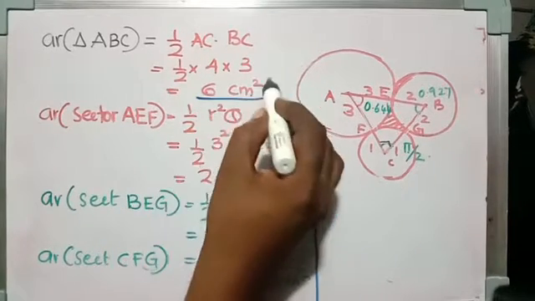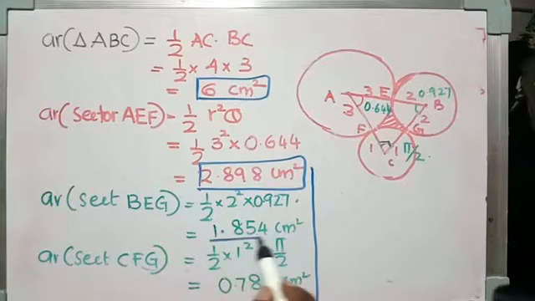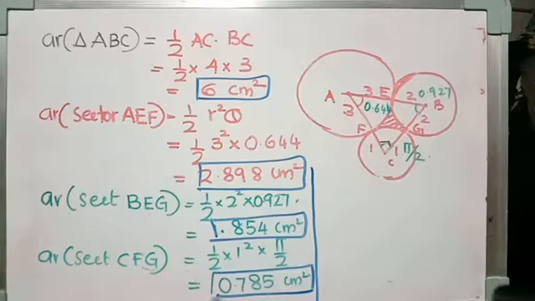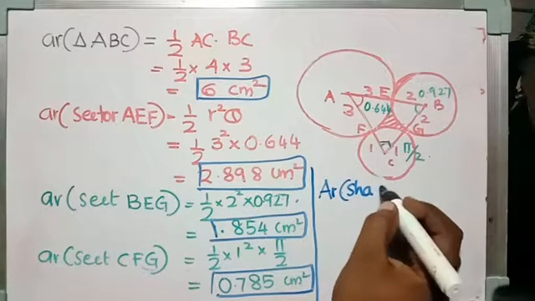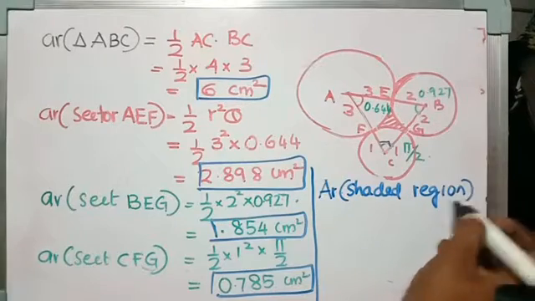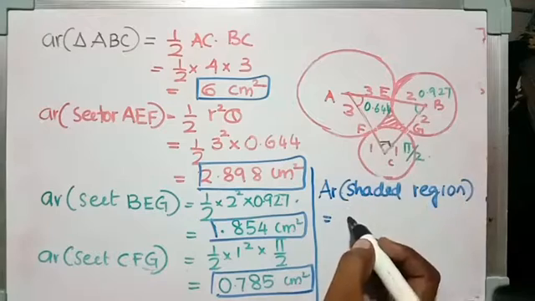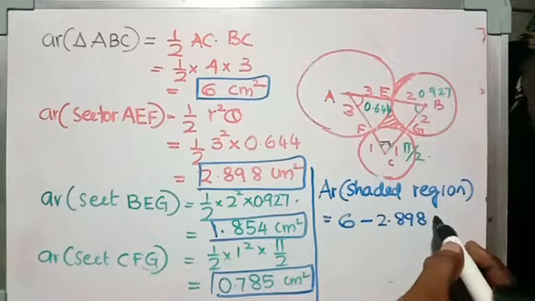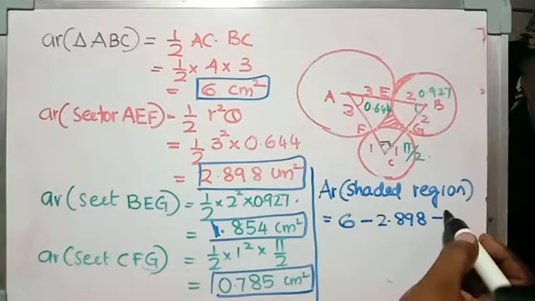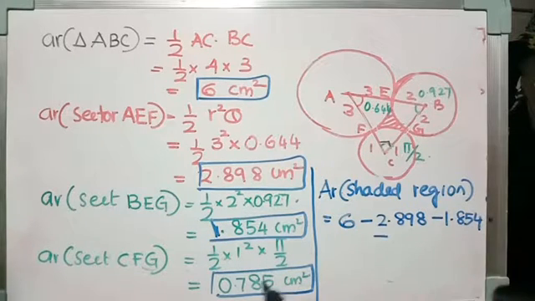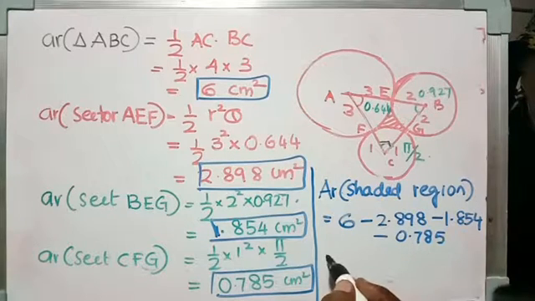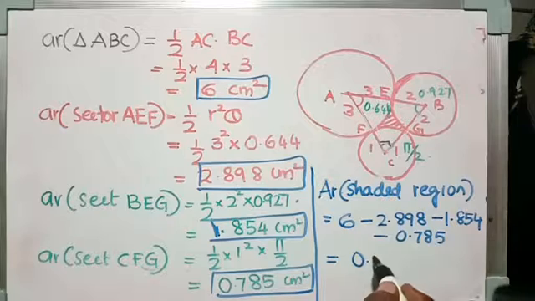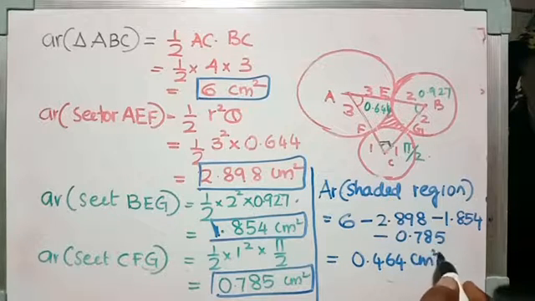So we got all our required areas. Now we can find the area of the shaded region, which is the area of the triangle minus the area of each sector, that is 2.898 minus 1.854 minus 0.785. Just perform that calculation, we get the answer as 0.464 centimeter square as the area of the shaded region.